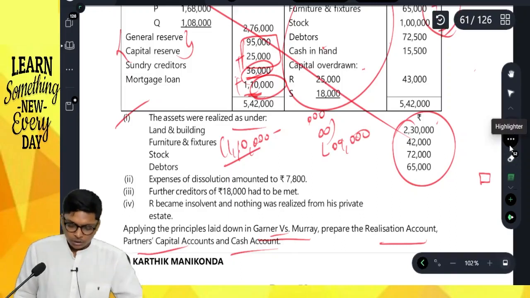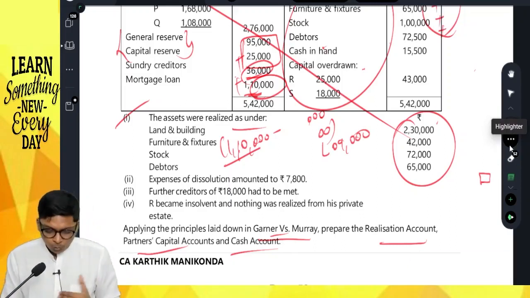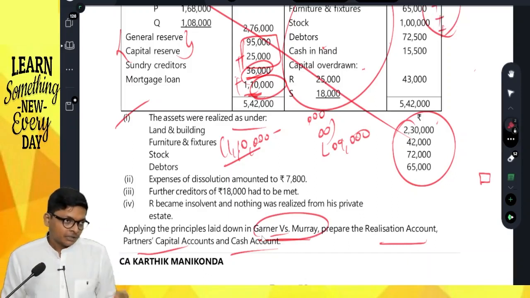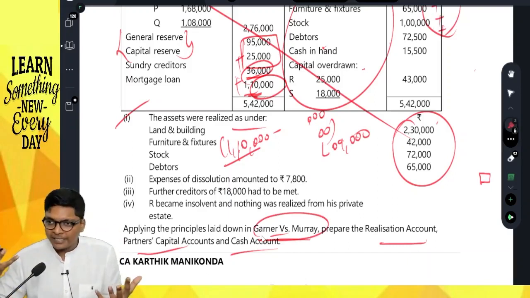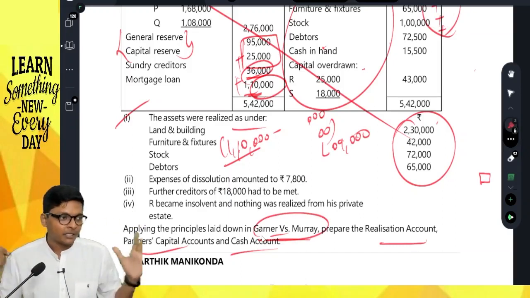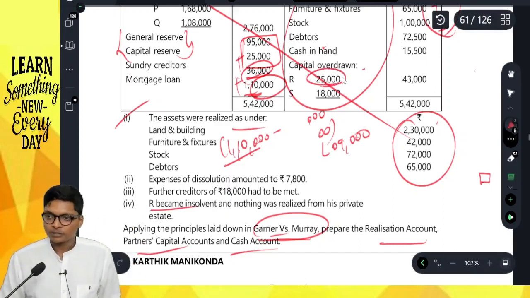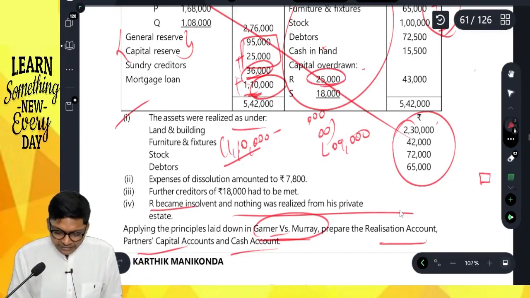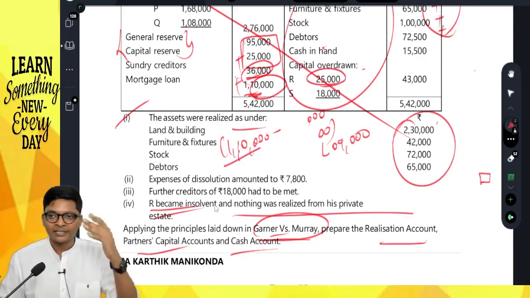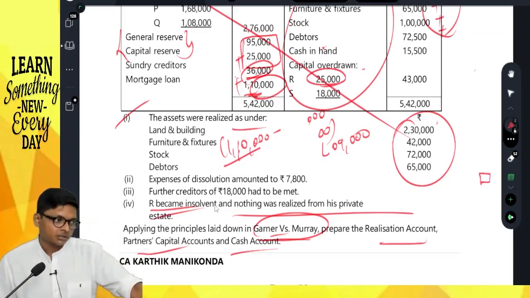Hello. Next adjustment. How do I know it's the GVM rule? The question has given it. In the GVM rule, somebody has to be insolvent and somebody has to be solvent. It can be in any combination. Many to many, one to many, many to one. R became insolvent. 25,000. He had a debit, and nothing was left. He is saying, sorry, leave me alone. I am going to the Himalayas. He left. No money. So other partners should bear his loss.